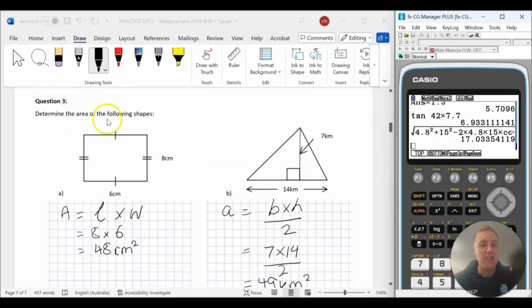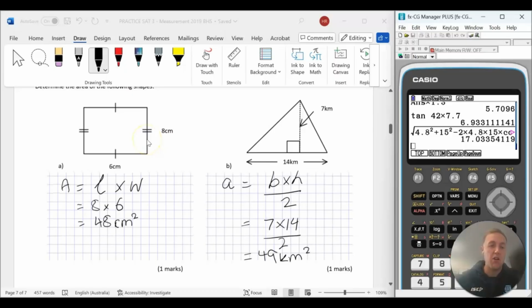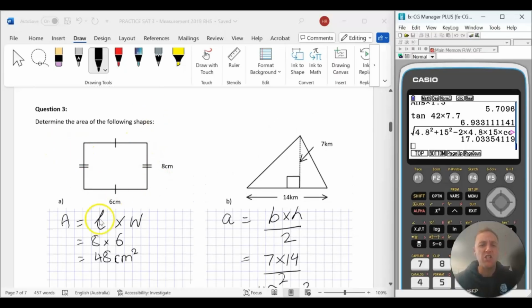Next question, determine the area for the following shapes. We have a rectangle, which is just length times by width, 8 times by 6. That gives us 48 centimeters squared. Remember that now that we are using area, we are using our meters, centimeters, millimeters squared. So it's important that we remember that.